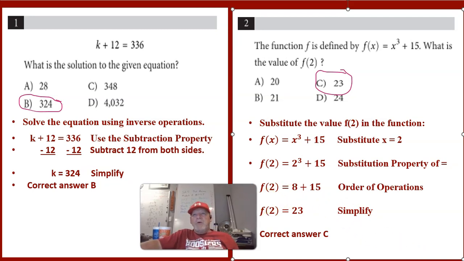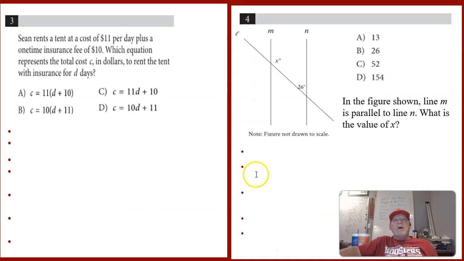So hopefully you were able to get 1 and 2 correctly on Module 3. Number 3 is not a hard problem either. If you want to pause it, go ahead and pause it and then work through it with me. Sean rents a tent at a cost of $11 per day plus a one-time insurance fee of $10. Which equation represents the total cost C in dollars to rent the tent with the insurance for D days?